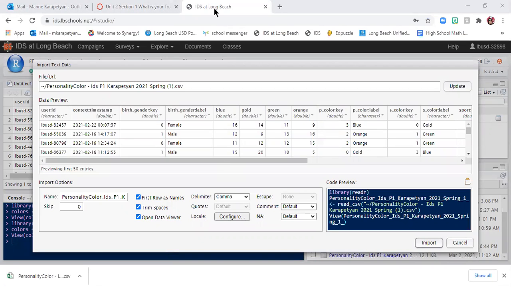Good question, Sarai. Sarai asked, how do I get the file in the environment pane? Sarai, give me one quick second, hon, and then I'll explain that to you.